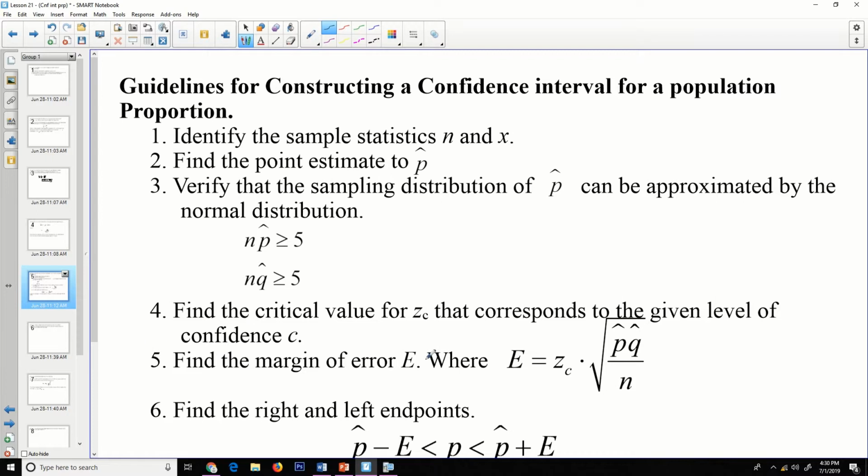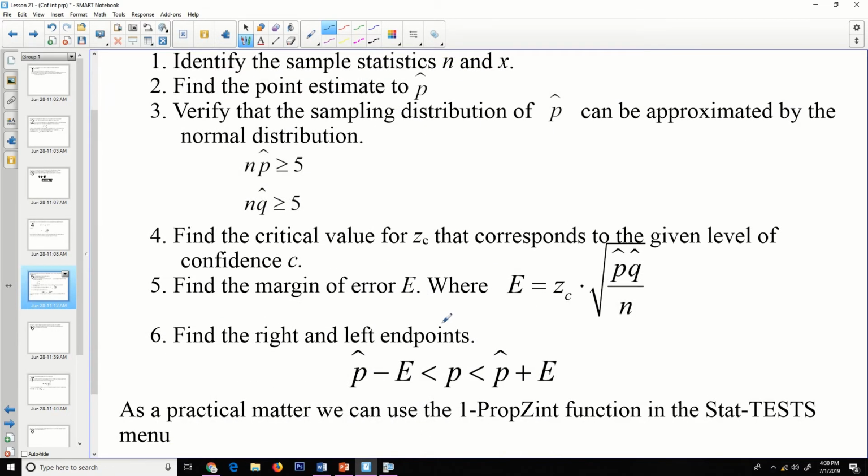And then we're going to find that margin of error, E equals z sub c times the square root of p hat times q hat all over n. We'll find those right and left endpoints. And then as a practical matter, we can use the graphing calculator with this one-prop z interval function in the stat and then test menu, and you'll have to go down a little bit to get to it.